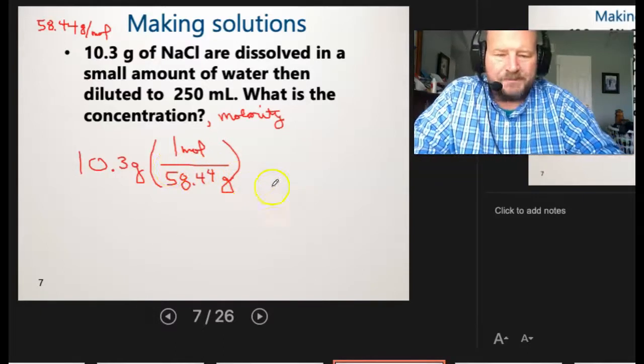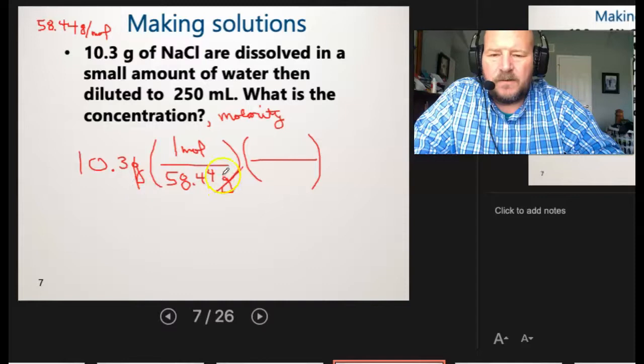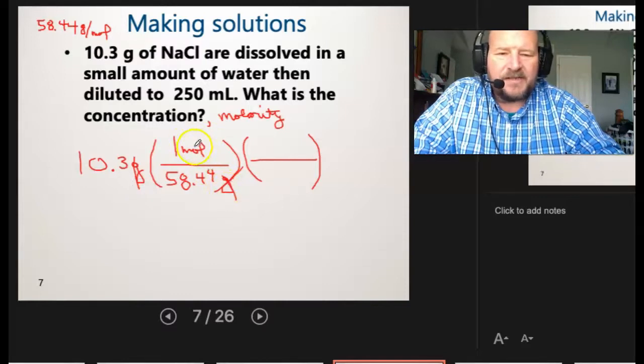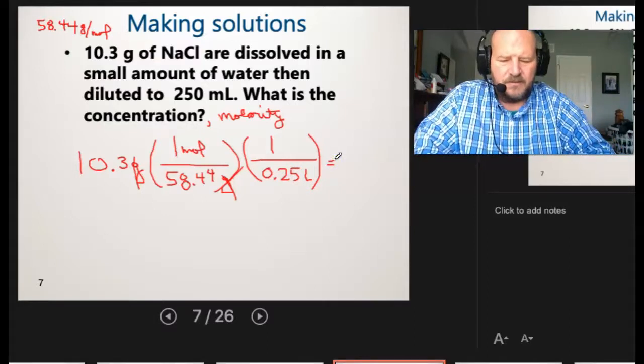That would give me moles, but we want molarity, so we want moles per liter. So grams will cancel out. I don't want moles to cancel out. I want moles to go straight through. So I'm just going to put a 1 there just to hold that. And I want liters to be on the bottom. We're in milliliters, so I'm going to convert that. That's going to be divided by 1,000. So it's going to give me 0.25 liters.